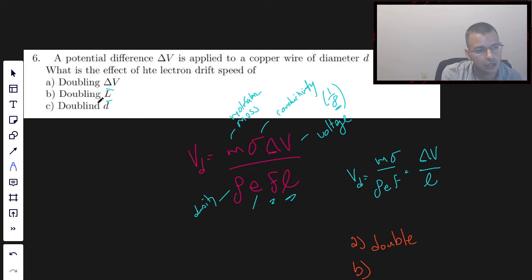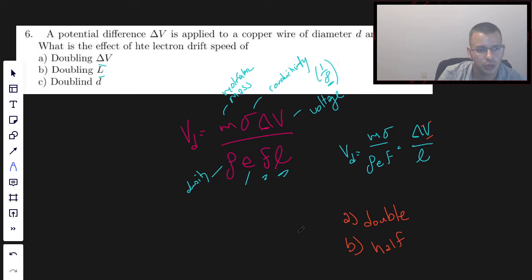For B, we're going to double the length. Length is on the bottom. It's going to cut it in half because drift speed, gotta make sure I don't get those confused. Drift speed is going to be proportional to the difference in voltage over length. So if we double length, we halve the drift speed. And then doubling diameter: diameter doesn't matter, because it's not in the formula, therefore no effect.